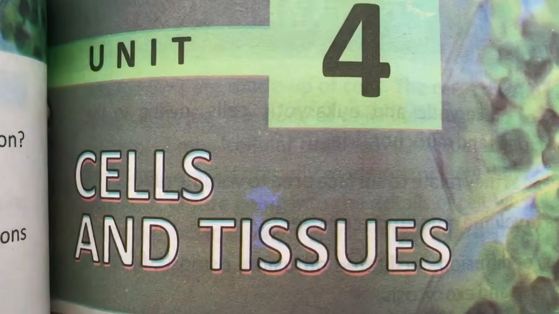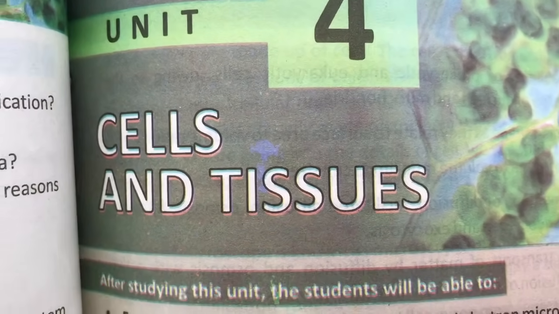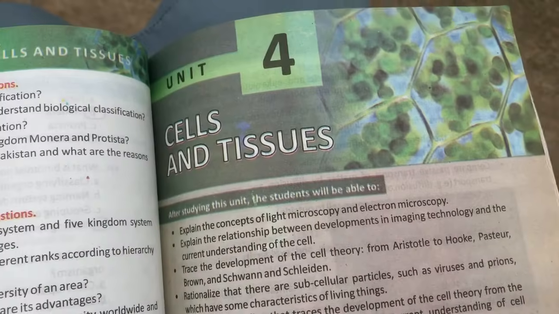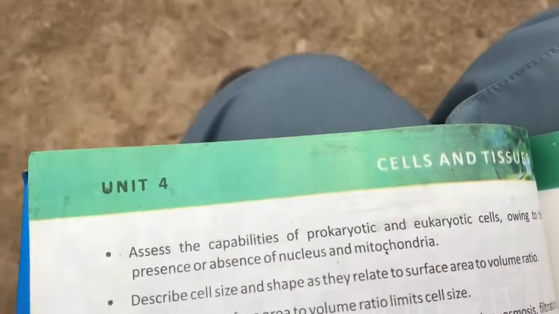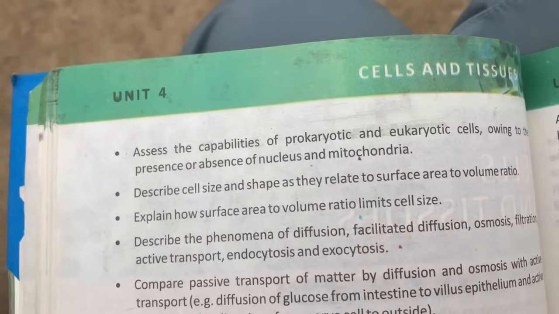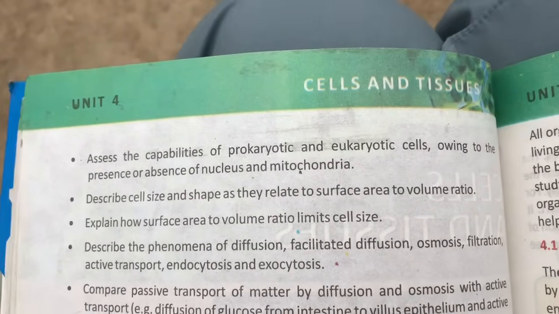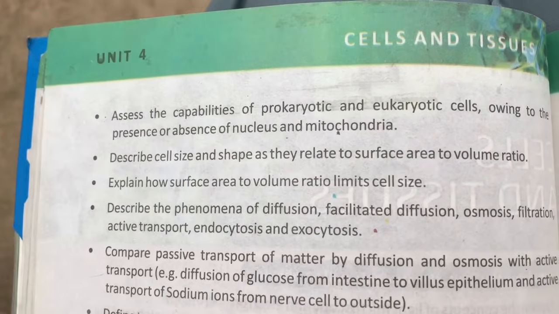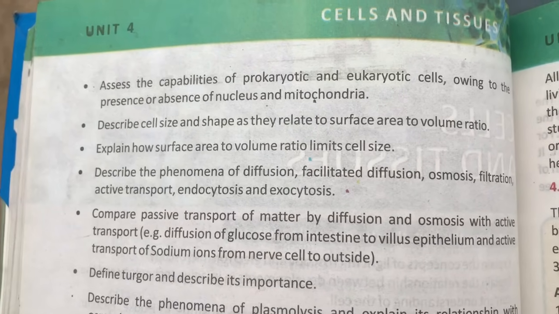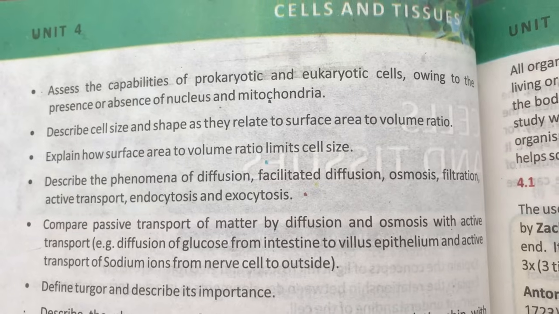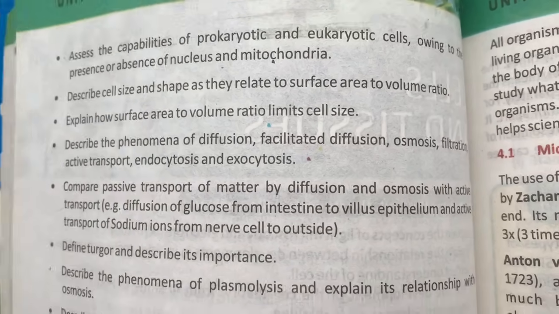So today our topic is unit number 4, cells and tissues. Now we are going to explain it. These are the aims and capabilities: compare prokaryotic and eukaryotic cells on the presence or absence of a nucleus and mitochondria, and describe cell size and shape as they relate to the surface area to volume ratio. So today we will read and explain it.